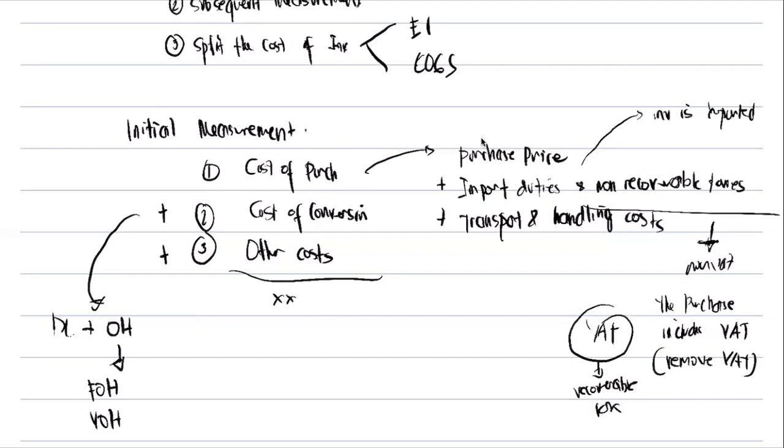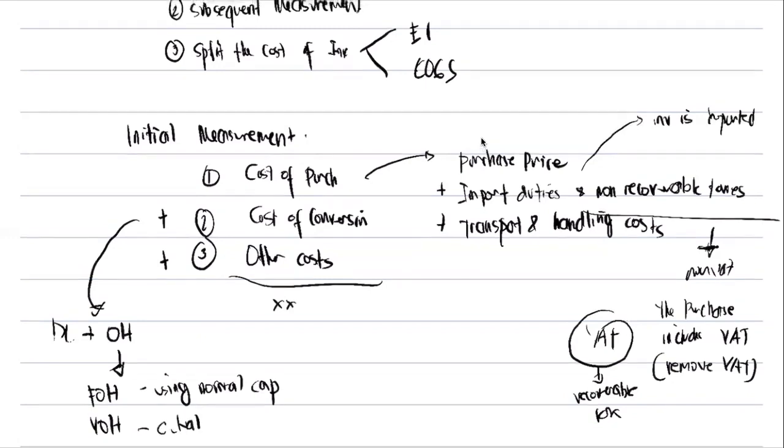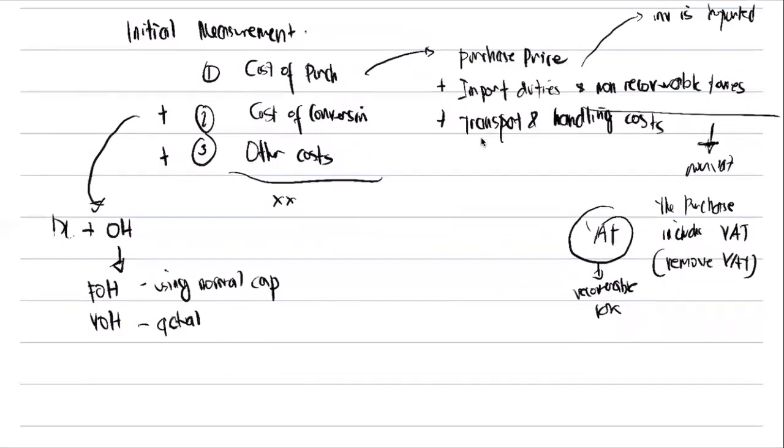So take note, fixed overhead is allocated using normal capacity. So if you use only normal capacity, you allocate it using normal capacity. And variable overhead must be allocated using the actual use. So OH, FOH, VOH: FOH using normal capacity, VOH actual use, direct labor, of course, is your wages.